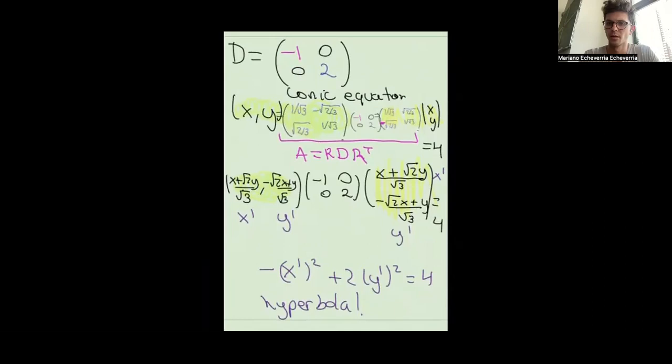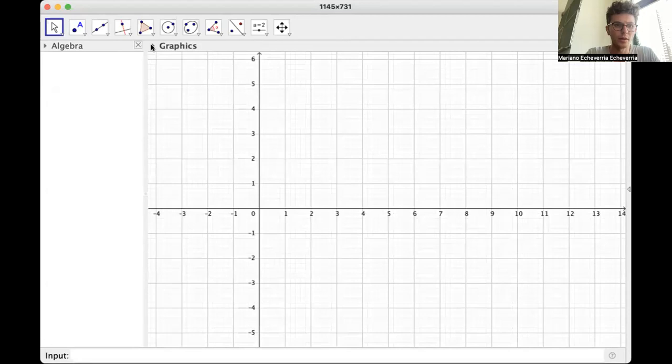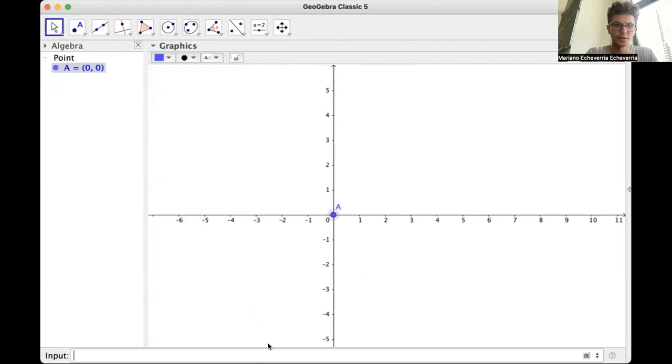So far, so good. Any questions before I go to the GeoGebra animation? Okay, let me see if I can show you how this looks. Let me share my GeoGebra here. Okay. So let me put 0, 0. This is useful. That's where 0, 0 is going to be.